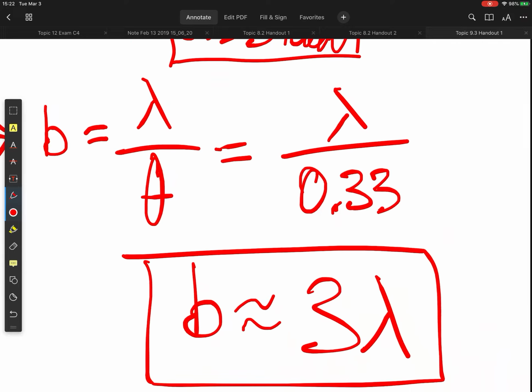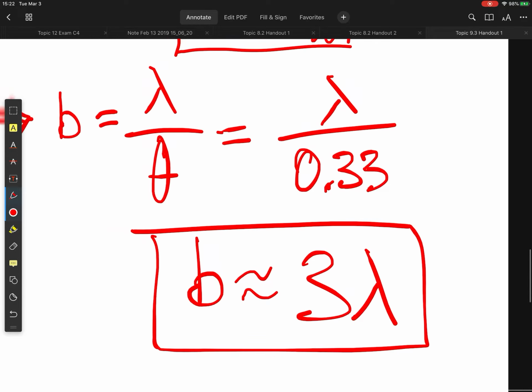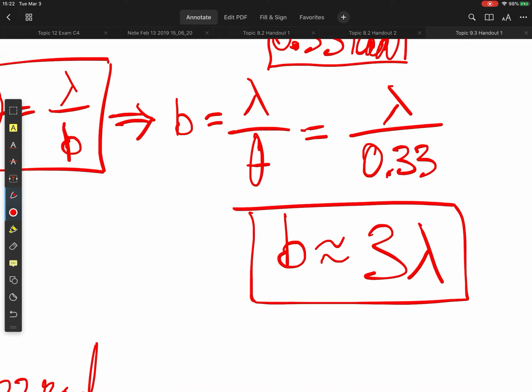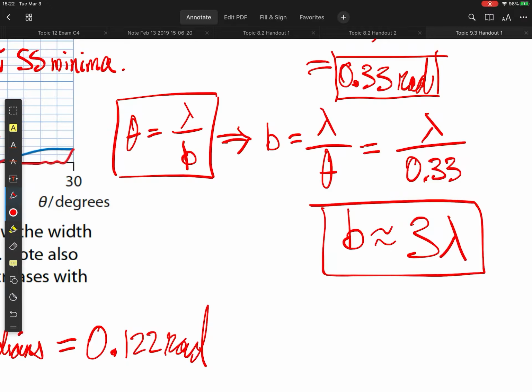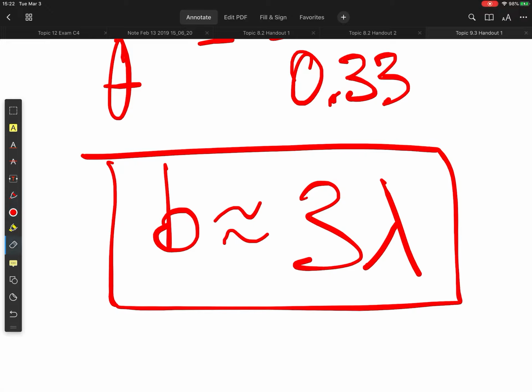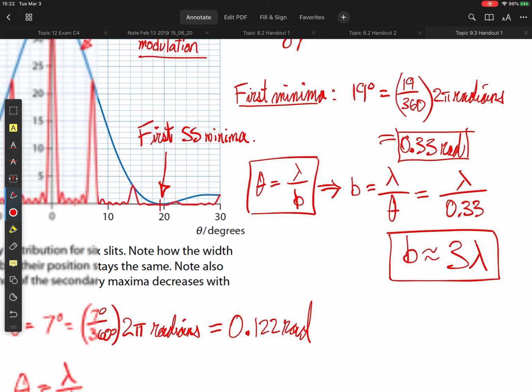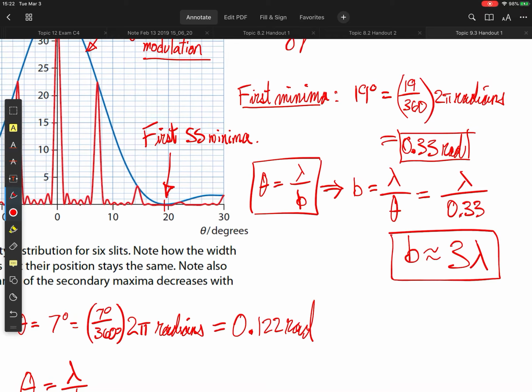0.33. Okay, this is not really helpful because we're supposed to find this value in terms of wavelength, but 1 divided by 0.33 is approximately equal to 3. So there, we have now demonstrated that slit width is equal to about 3 times the wavelength.